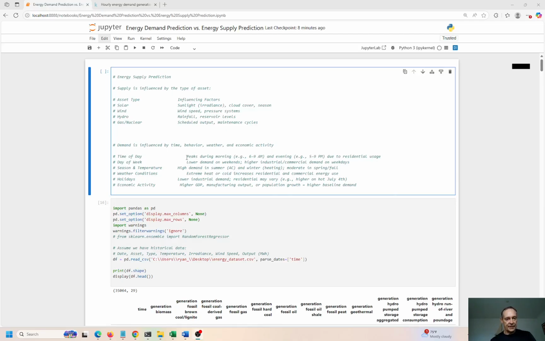On the demand side, there are different influences and different types of stimuli that drive demand.